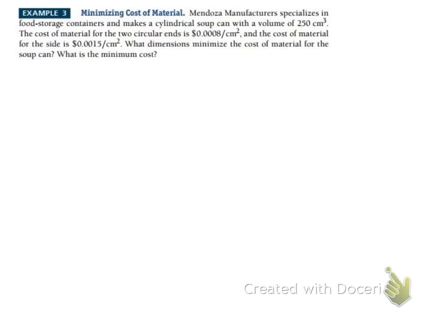In this problem, we have a company that's manufacturing metal cans, and they want the volume of the cans to be 250 centimeters cubed. They tell us the cost for the two circular ends of the can is this number, and the cost for the sides is this number, and that's per centimeter squared. So we want to find what dimensions will minimize the cost.